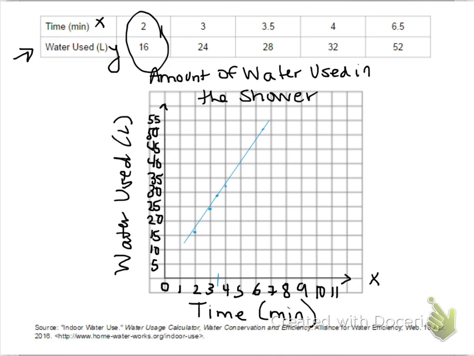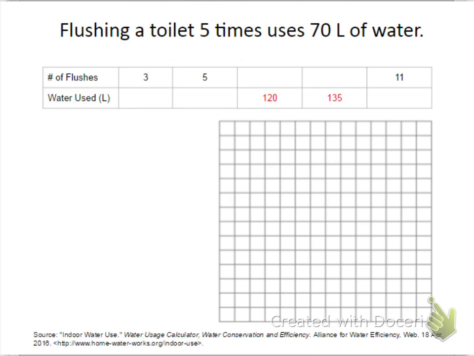That's all for this example. We're going to do another example together. This time it's looking at flushing the toilet and how much water is used when you flush the toilet. Now I think some of you are actually going to be surprised by how much it is.